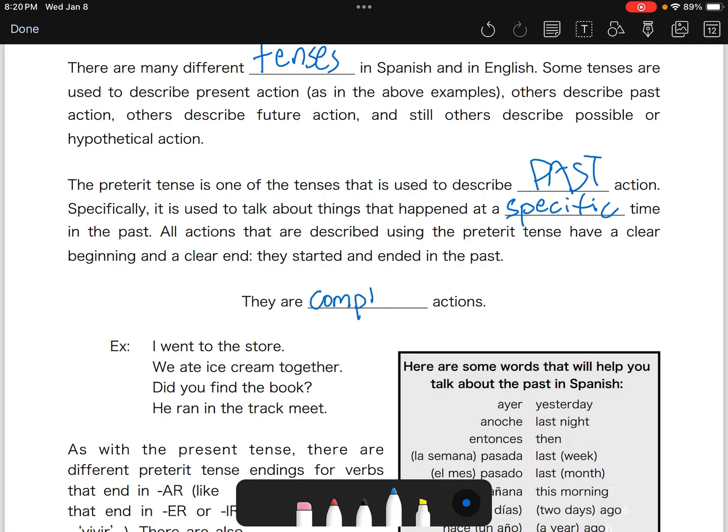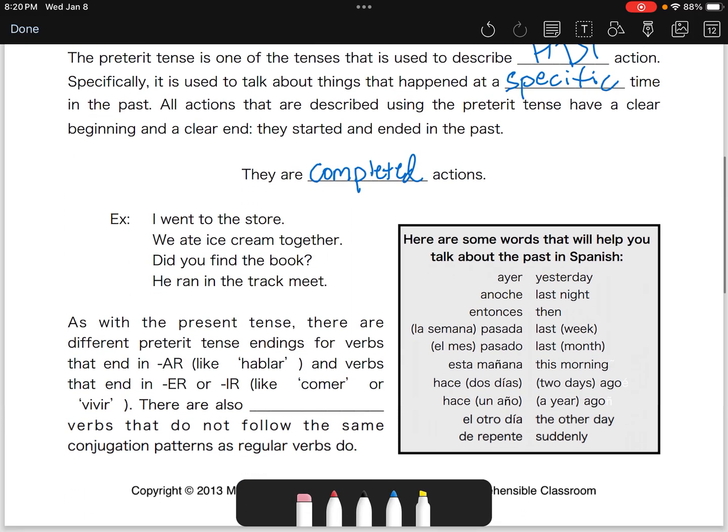And it doesn't matter if they were completed on one day on the calendar or if it happened over a time frame, as long as it's completed. So an example, I went to the store. We ate ice cream together. Did you find the book? He ran in the track meet.